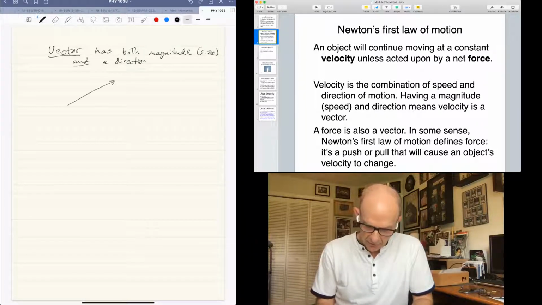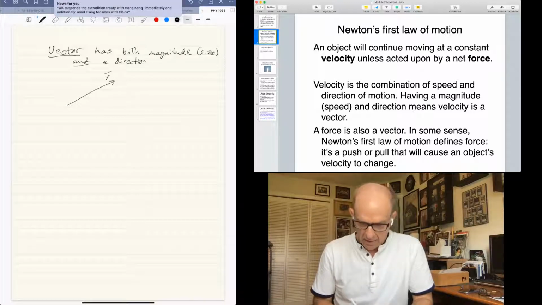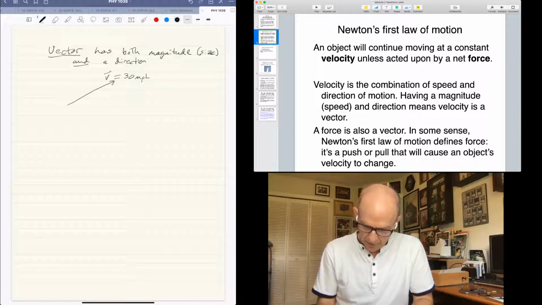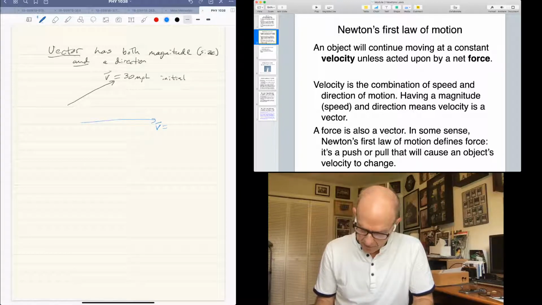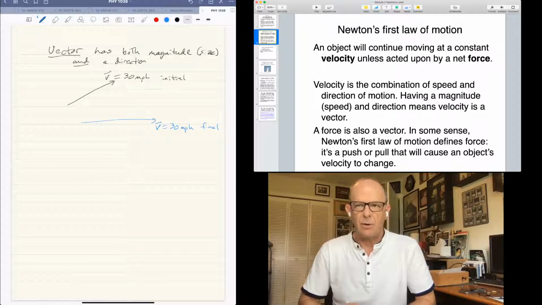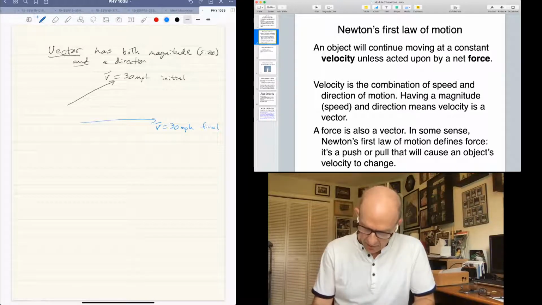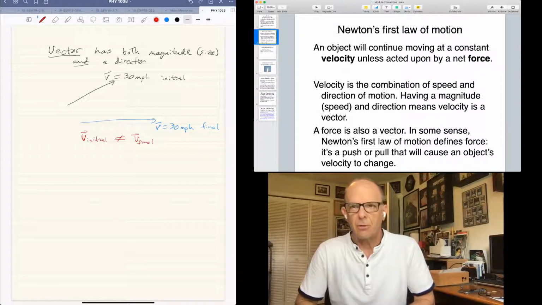If I have an initial velocity this way, I write v with a little arrow over it, and maybe it's traveling at 30 miles per hour in this direction, and that's my initial velocity. I could have some later velocity this way that's also 30 miles per hour. That's my final velocity. And notice the speed is the same, but here v initial is not equal to v final because the directions of those two arrows are different.